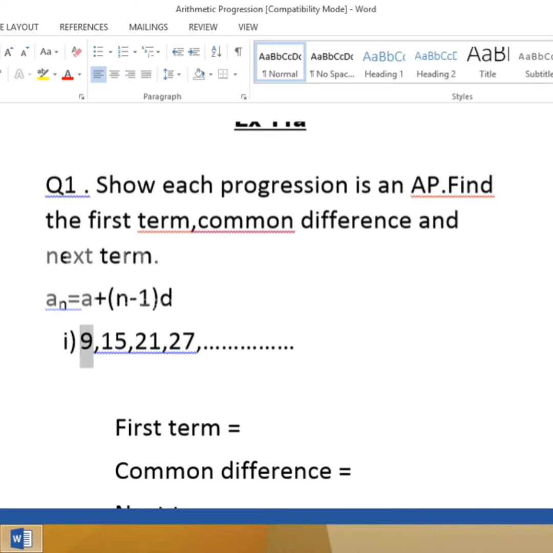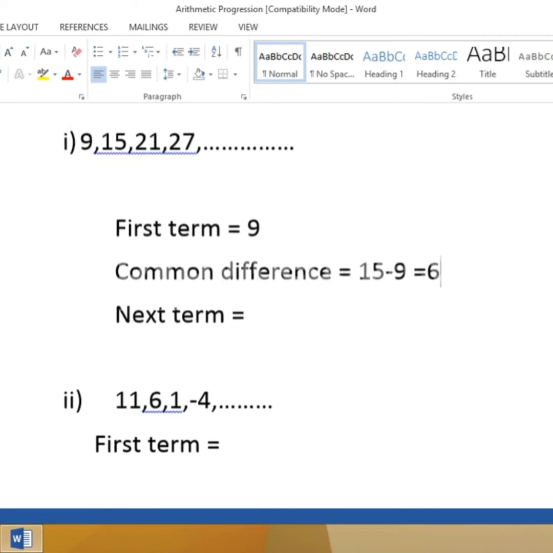So the first term for the first question is number 9. The common difference is 15 minus 9 or 21 minus 15. So it's going to be the same. The 15 minus 9 equal to 6. To find the next term, we have to just add that 6 to the last term mentioned over here. That is 27. So 27 plus 6 equal to 33.